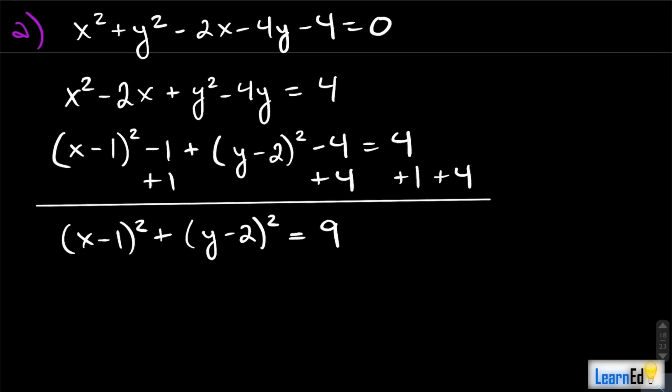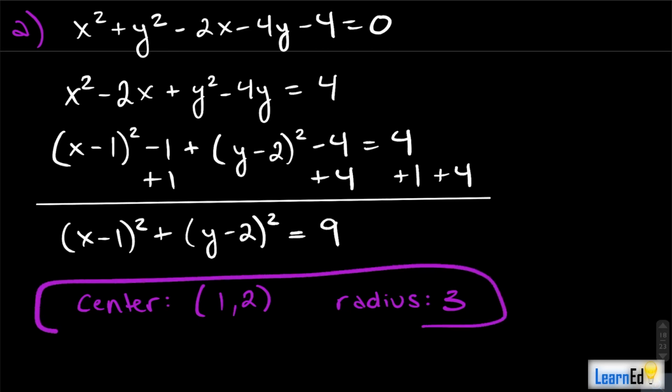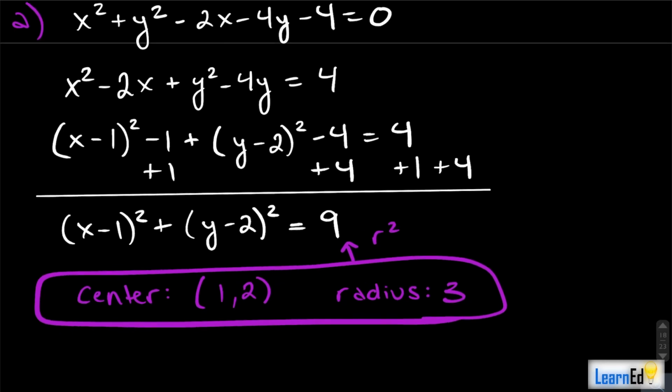All right, this is the equation of our circle. So what's the center? Well, it's (1, 2), and you have to flip the signs, so instead of being both negative, they're both positive. And our radius here is not 9, it is 3. Don't make that mistake, it's a big mistake that a lot of people make. This is r squared, so take the square root of 9 to get your radius, which is 3.